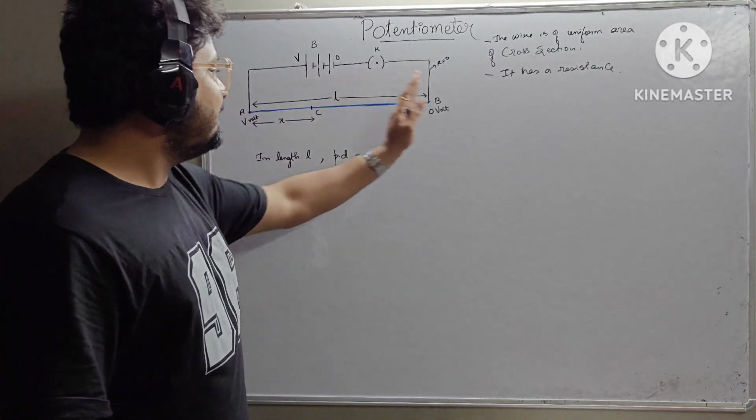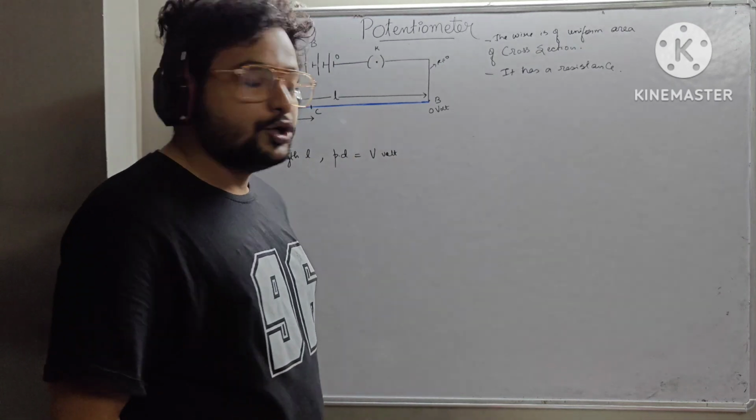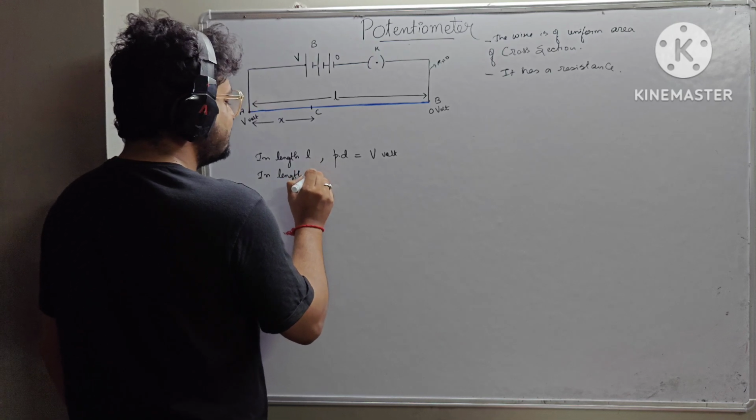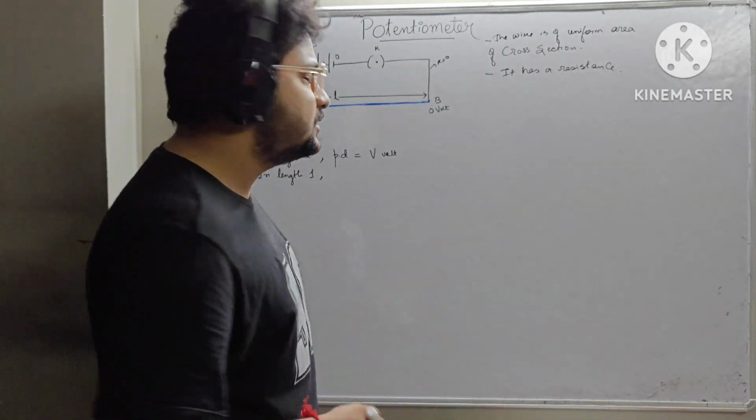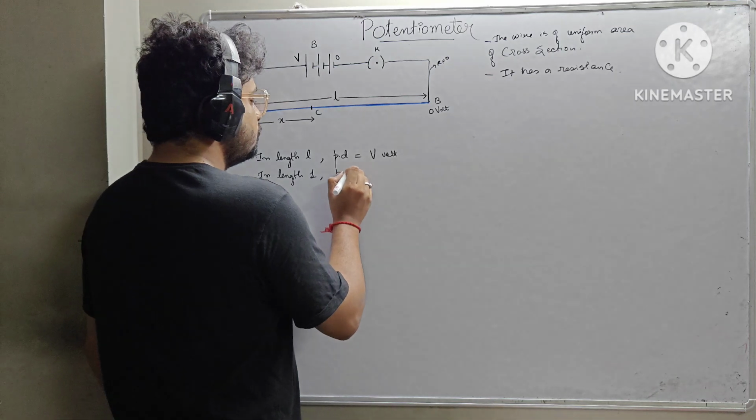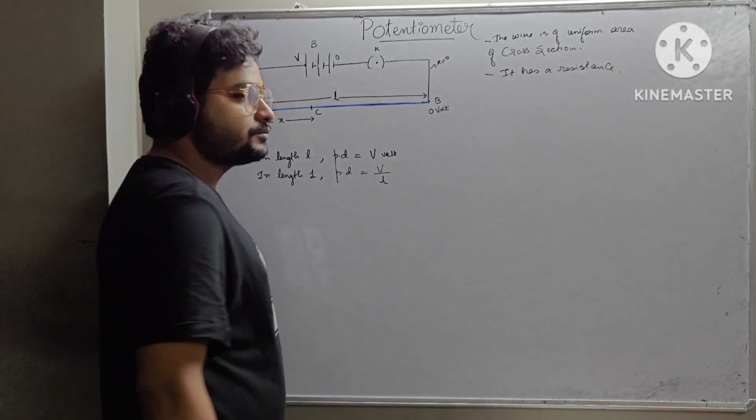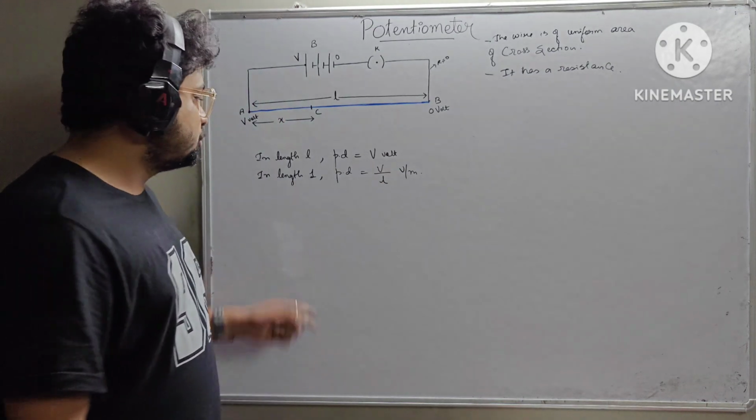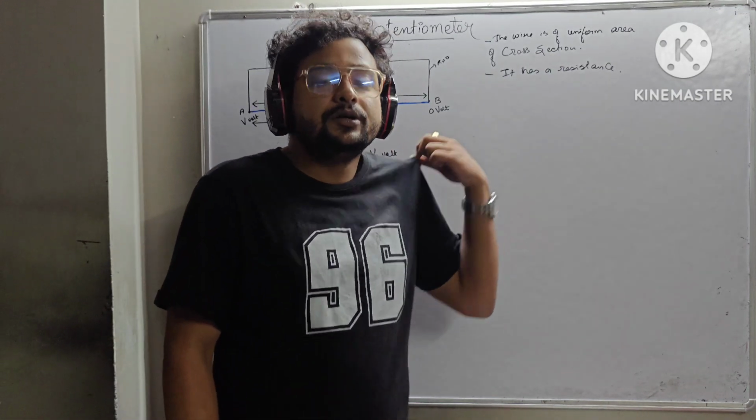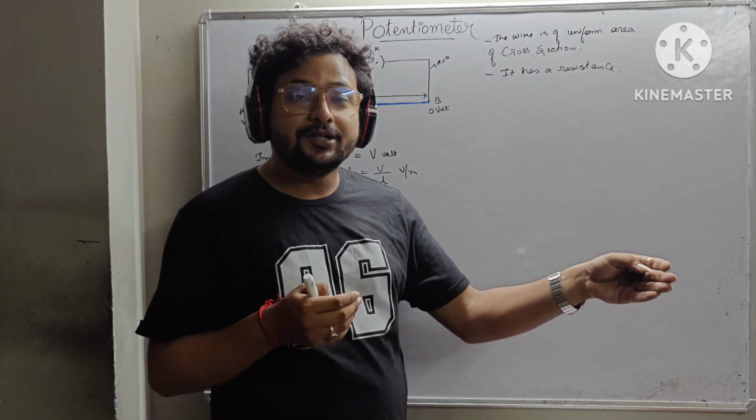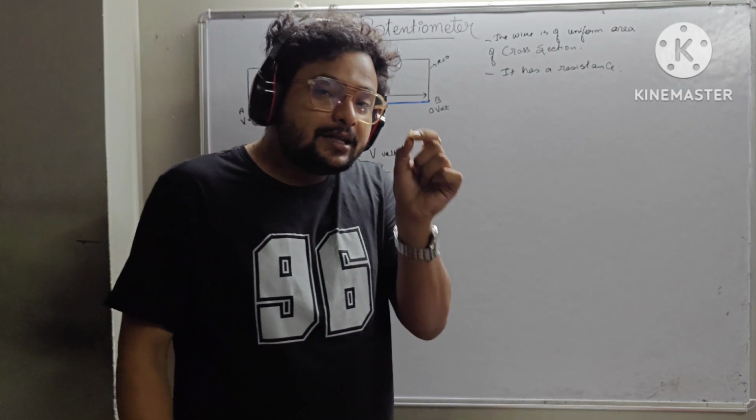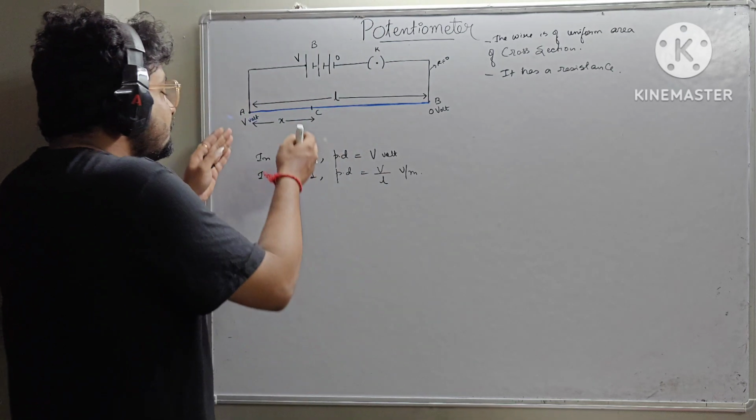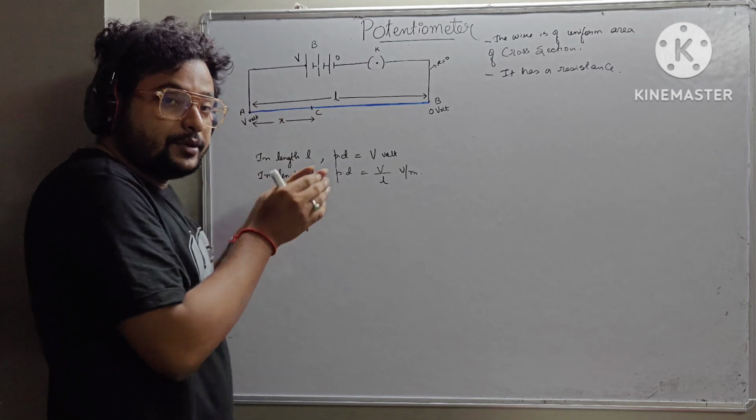Okay, so in length L, the potential drop is V volt. So if I take length 1, meaning unit length or 1 centimeter, the potential drop will be how much? V by L. This will be volt per meter. So in length L, the potential is dropping by V volt, so in unit length, how much will the potential drop? V by L. Okay. I want to find out the potential difference between A and C.